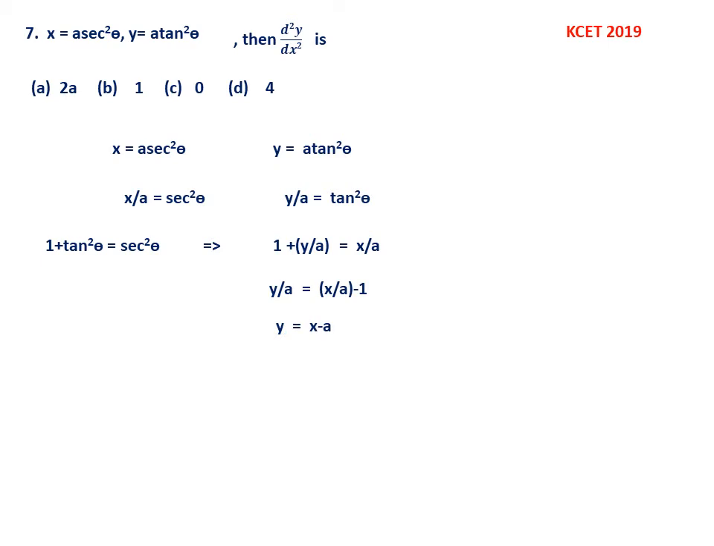So now it is very simple. Differentiate once, y dash becomes 1. Differentiate again, y double dash becomes 0. Actually the given equation is the equation of a straight line. So y double dash will be 0.